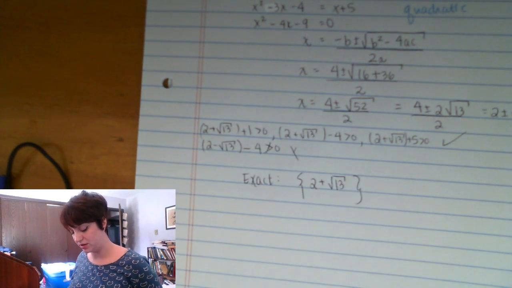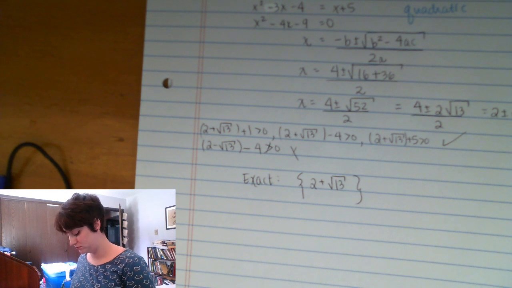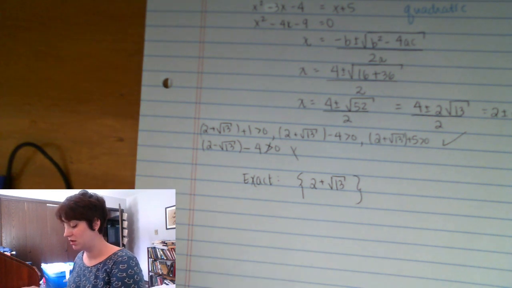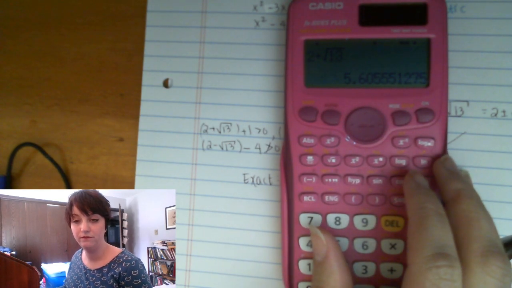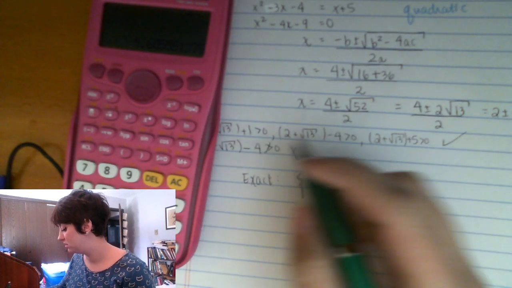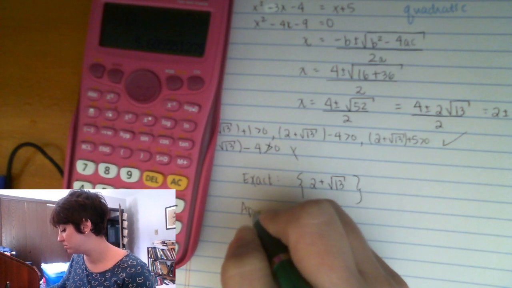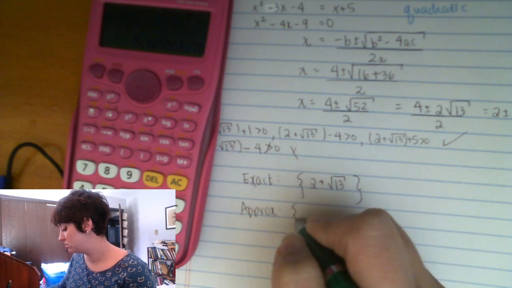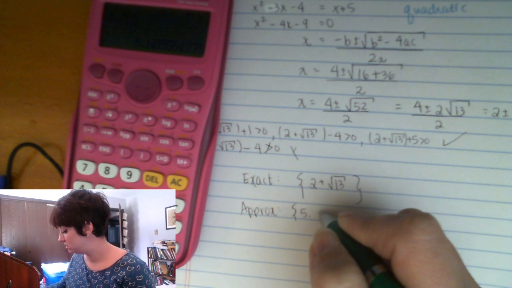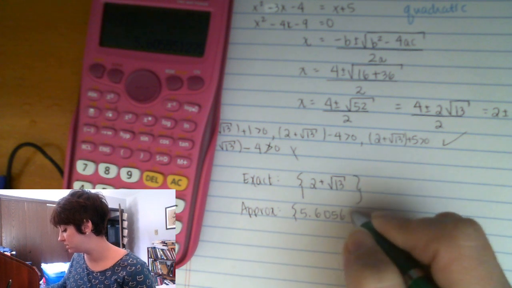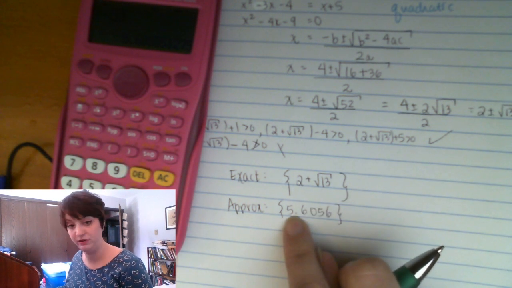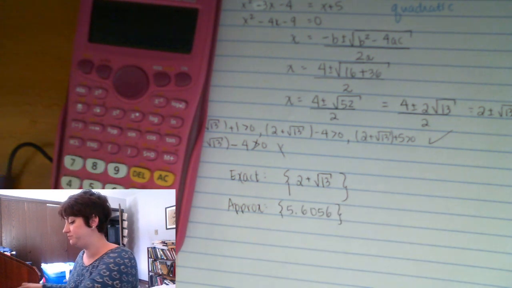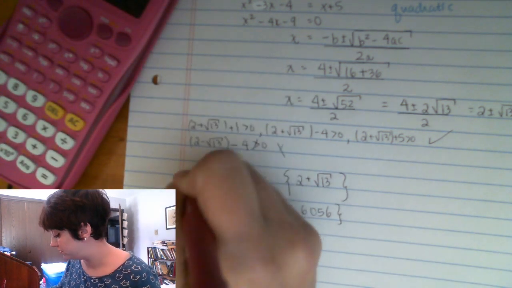And for my approximate, I get 5.6056, because they wanted 4 decimals. And isn't that what I said? I said that root 13 was a little bit bigger than 3, maybe 3.5. So 2 plus 3.5 would be 5.5, which is about what we got. Okay. Solution.